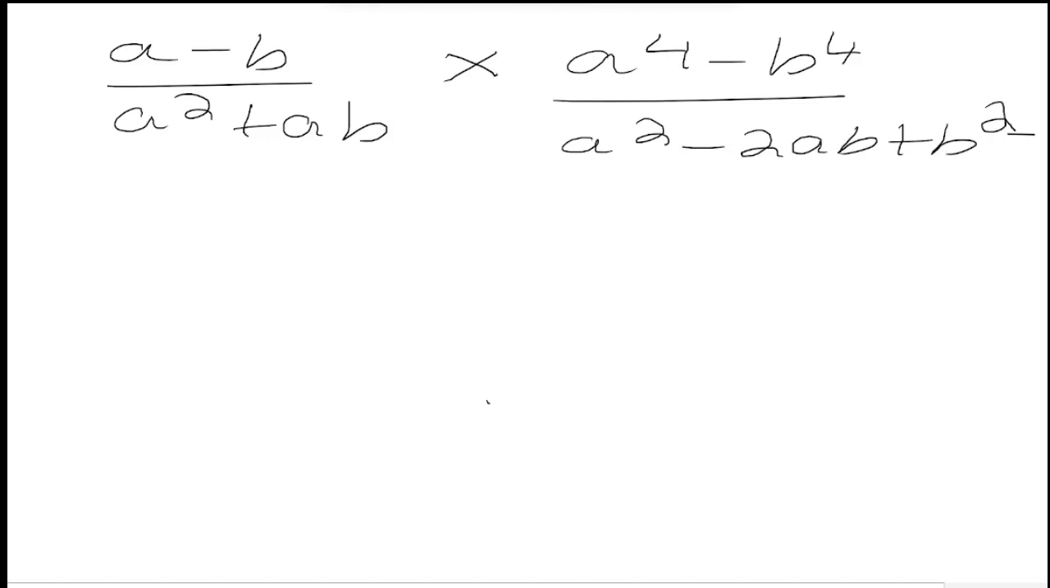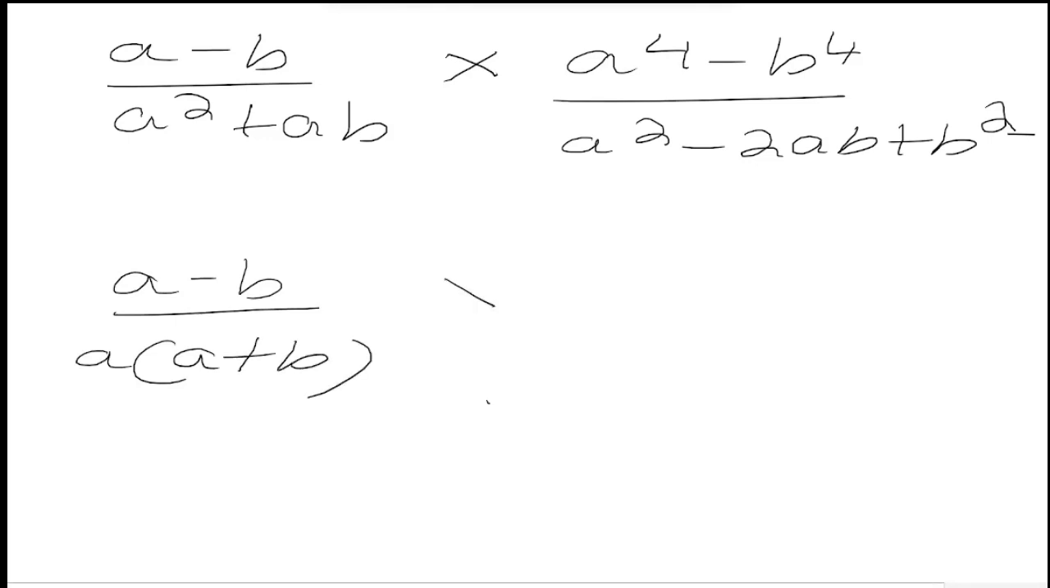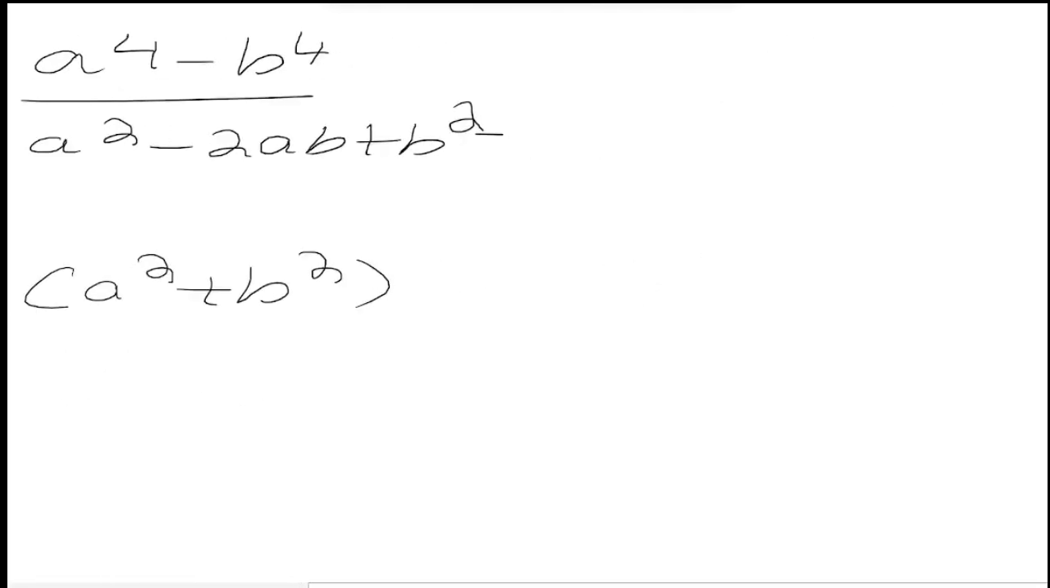So a − b, what is the common value between them? That is only a − b. And then a² + ab, we can just write a(a + b). After that, that is being multiplied. a⁴ − b⁴ will be simplified to (a² + b²)(a² − b²). Now a² − b² will be further simplified, so we can just write (a + b)(a − b).